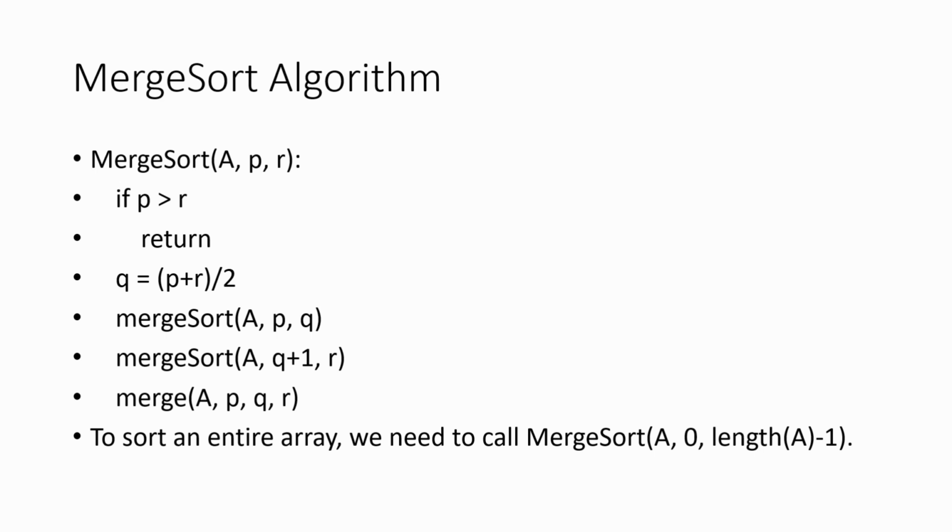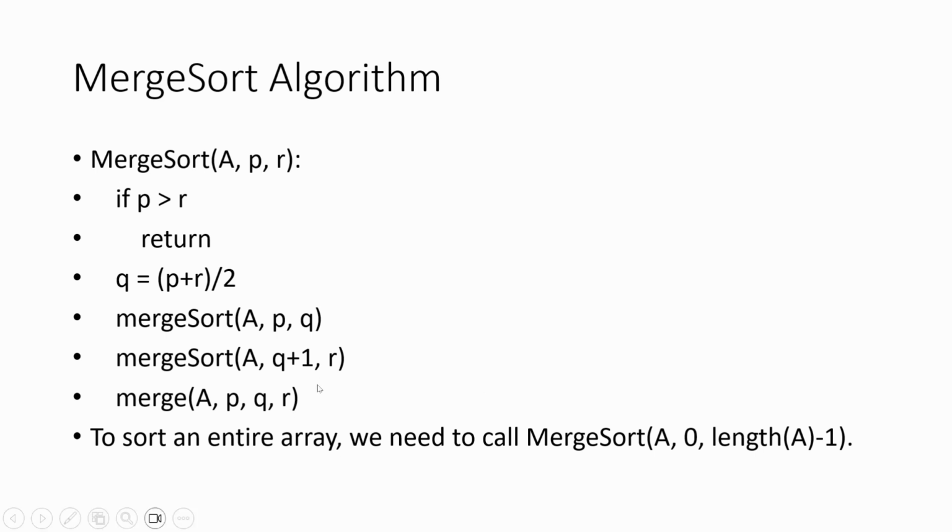And then you do P plus R divided by 2, right? So you want to divide it in half. And then you call merge sort, give it the initial array A, and then P and Q. And then you call merge sort again on Q plus 1 and R, right? So the two subarrays that you did, you call on that. And then finally you call merge on A, P, Q, and R.